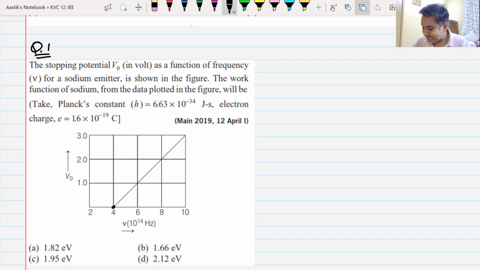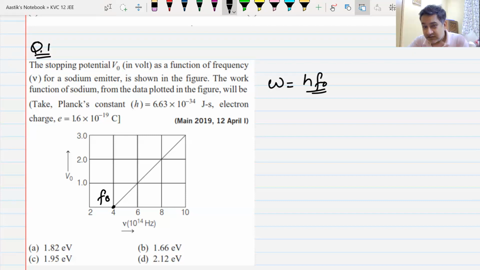What is this frequency? This is your F naught, yes or no? Threshold frequency? Yes, sir. We had to find out the work function. So you just multiply H by F naught and you get your answer. That's it. Then you divide it by 1.6 into 10 to the power minus 16 because you want to convert the answer into electron volts, and that is your answer.